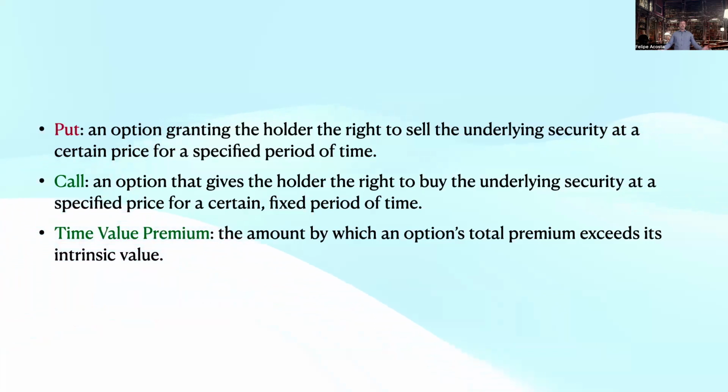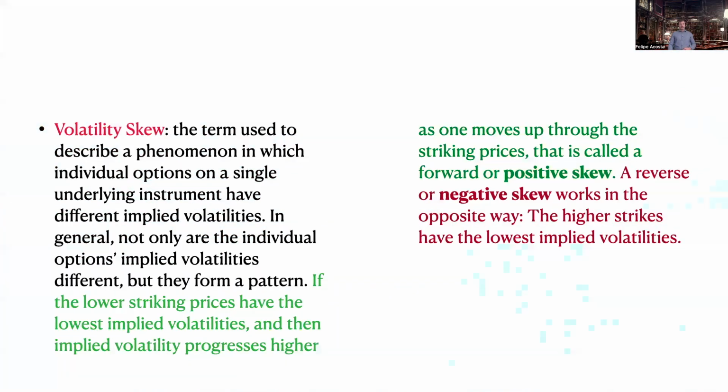Again, a put is an option granting the holder the right to sell the underlying security at a certain price for a specific period of time. A call is an option that gives the holder the right to buy the underlying security at a specified price for a certain fixed period of time. And then time value premium is the amount by which an option's total premium exceeds its intrinsic value. So does that option actually have any value, basically?